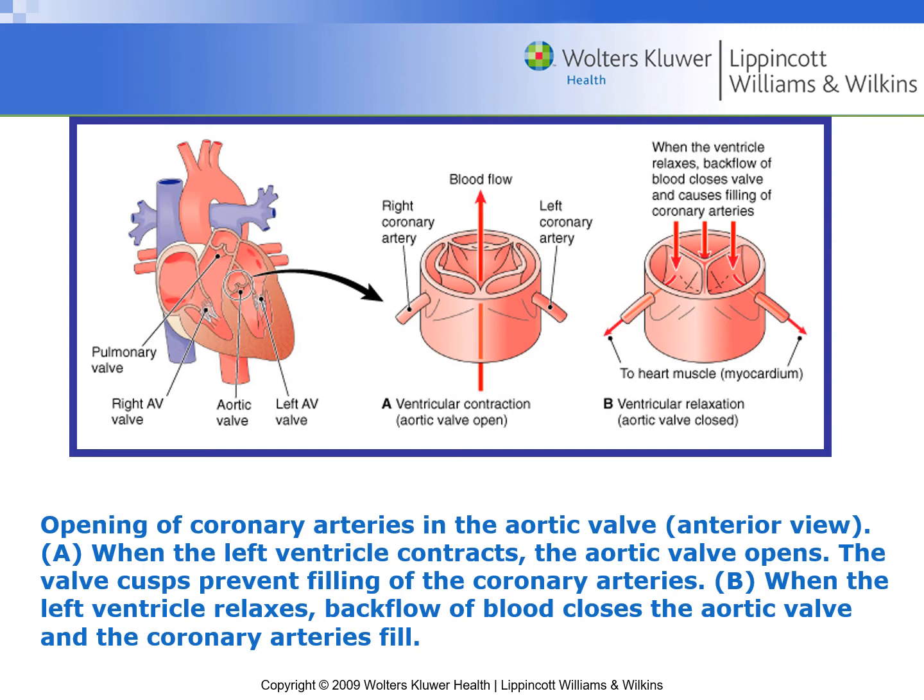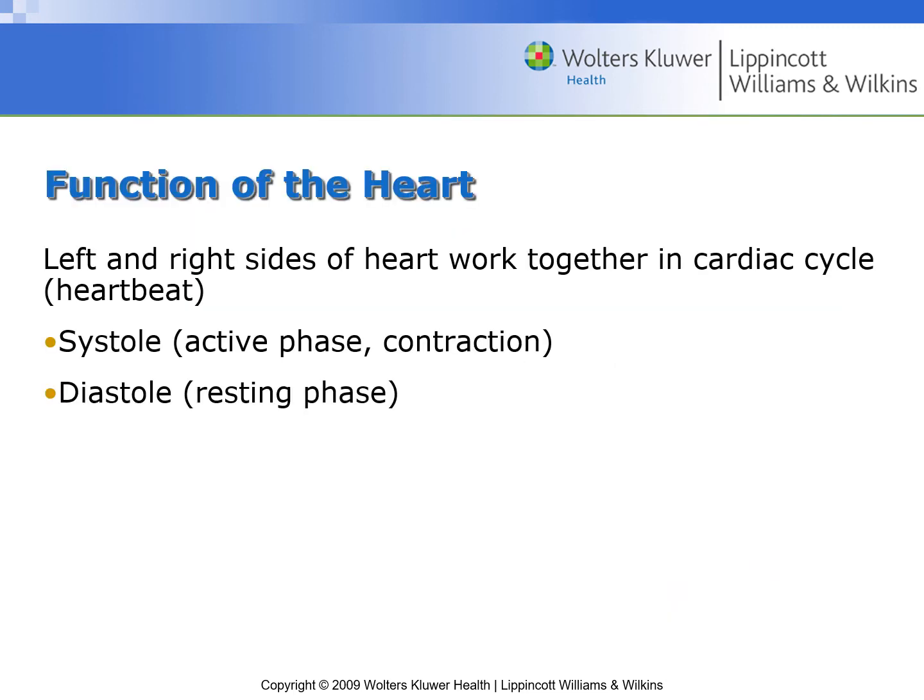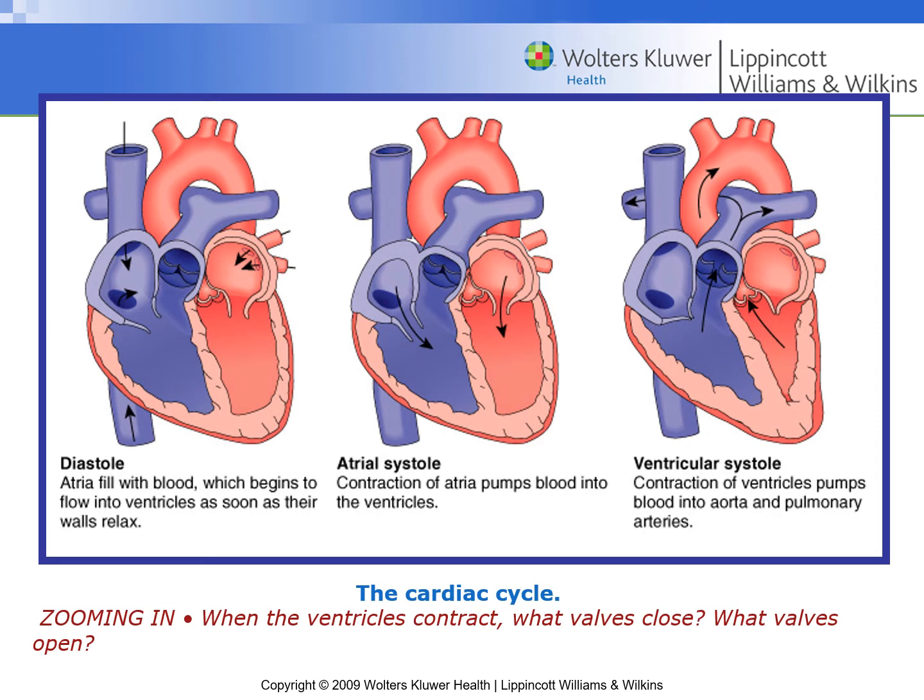Okay, let's move on to the next slide. So the heart itself. The left and right side of the heart work together in a cardiac cycle. The systole, which is the contraction phase, and the diastole, which is the resting phase. Let's have a look. So the diastole, what happens here? The atria fill with blood and begin to flow into the ventricles, and as soon as their walls relax, we have atrial systole contraction. And then, of course, after the contraction, you have a rest period once more, the ventricular systole.